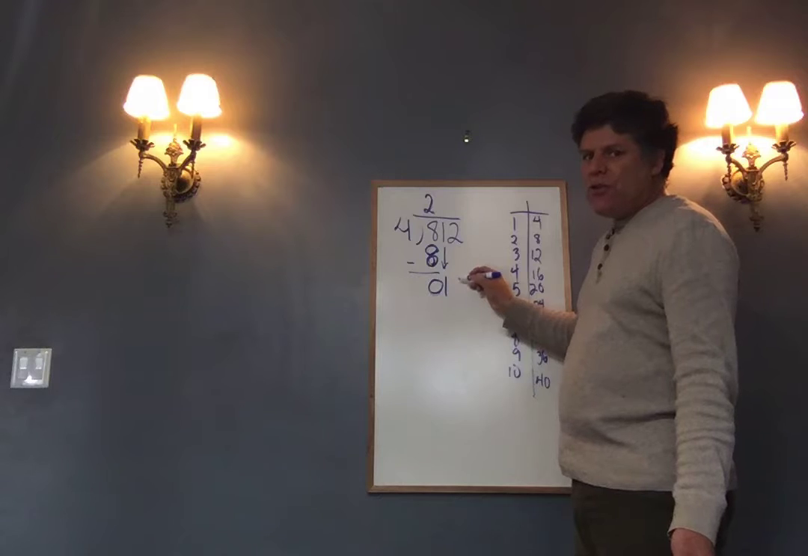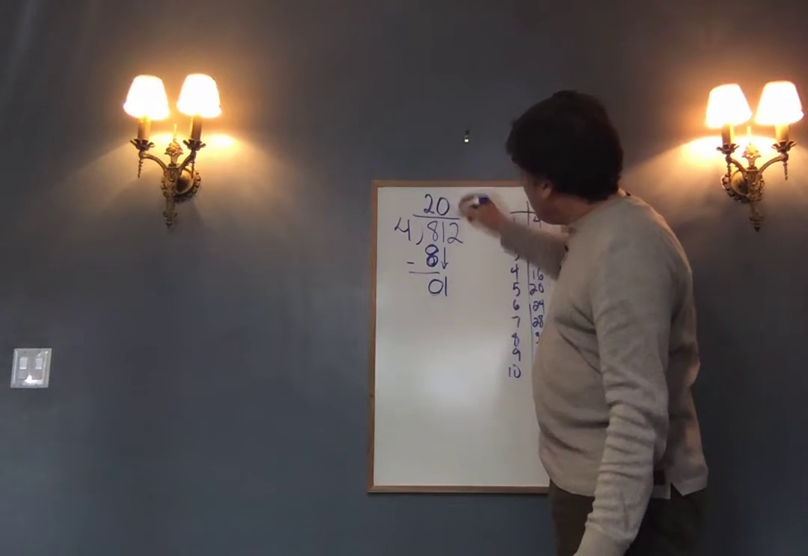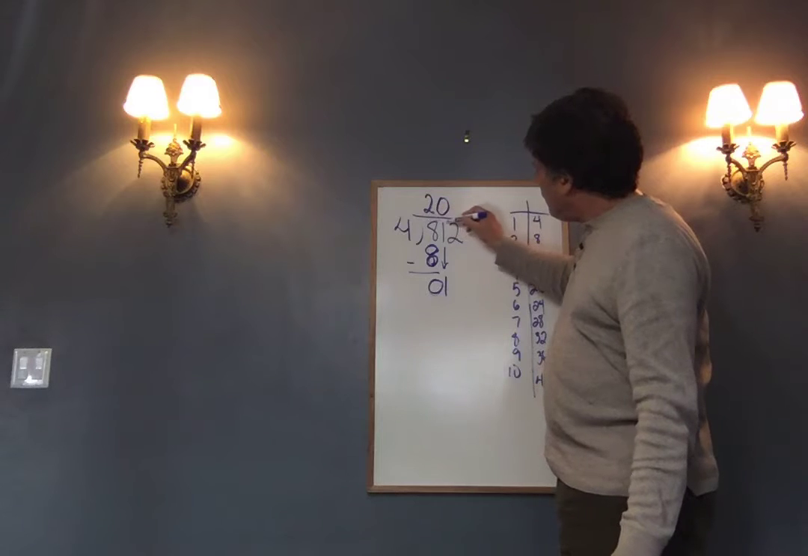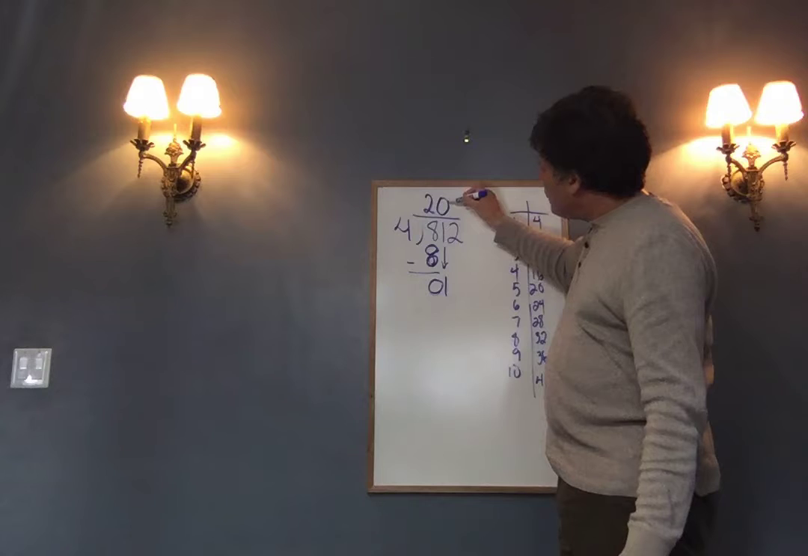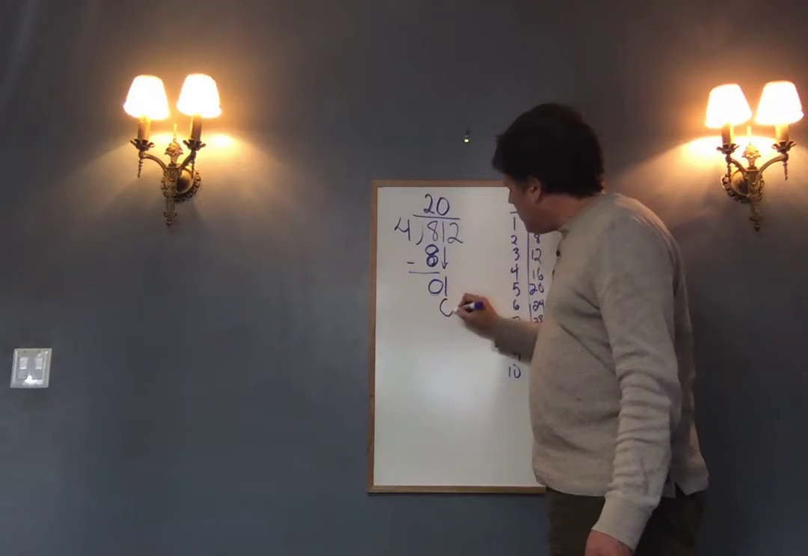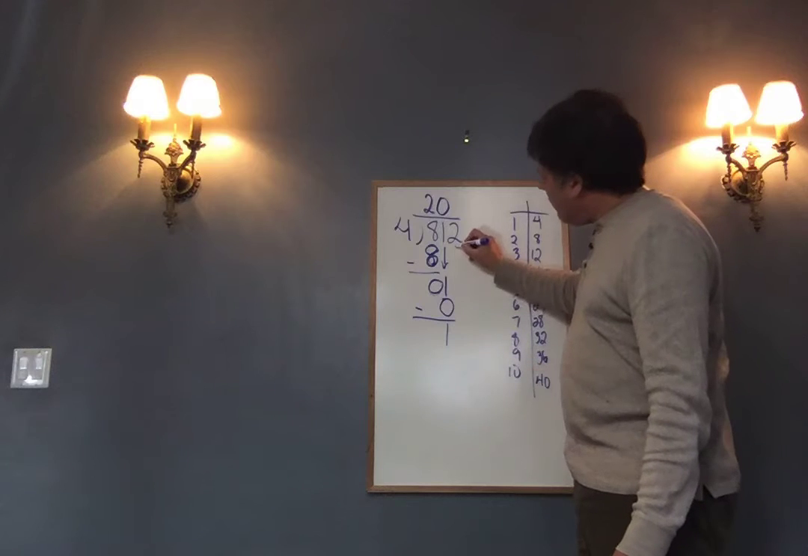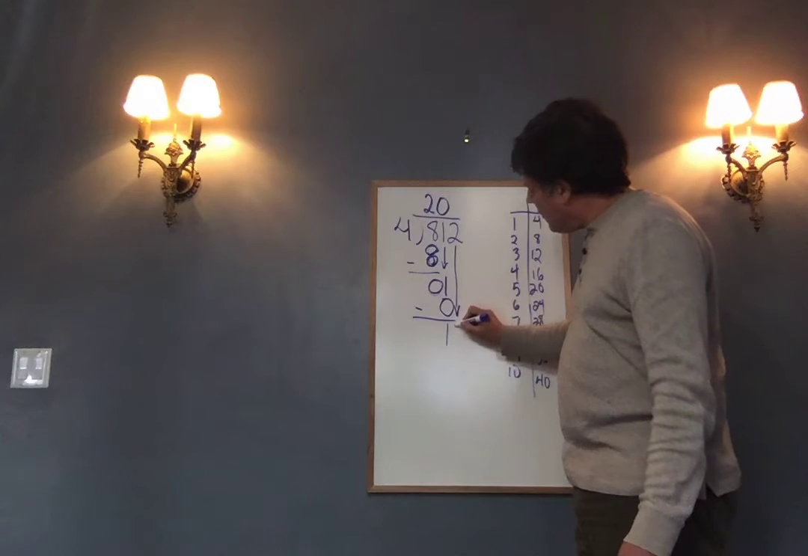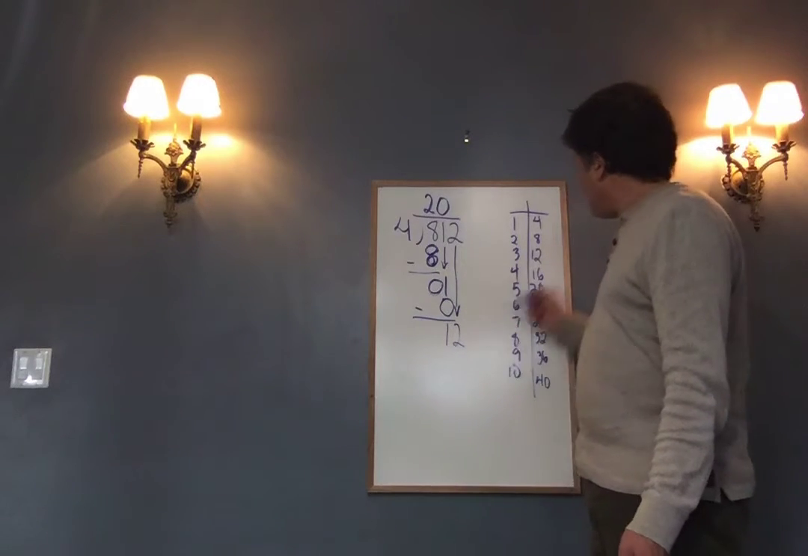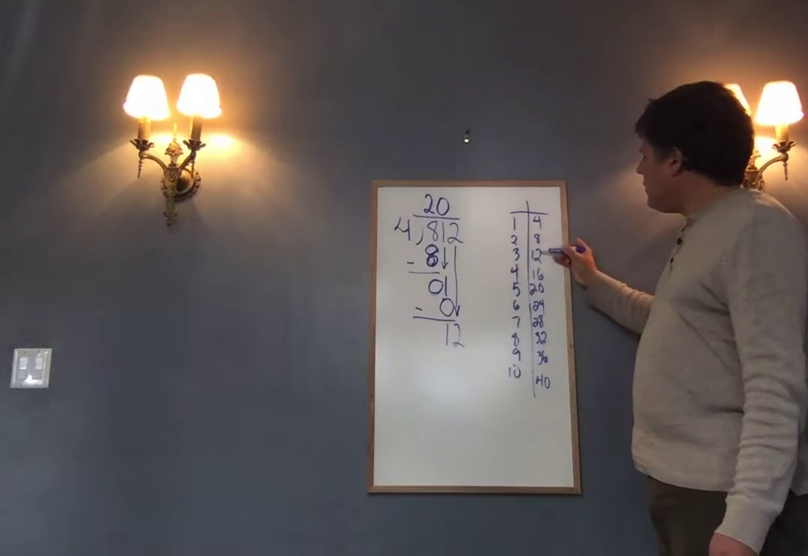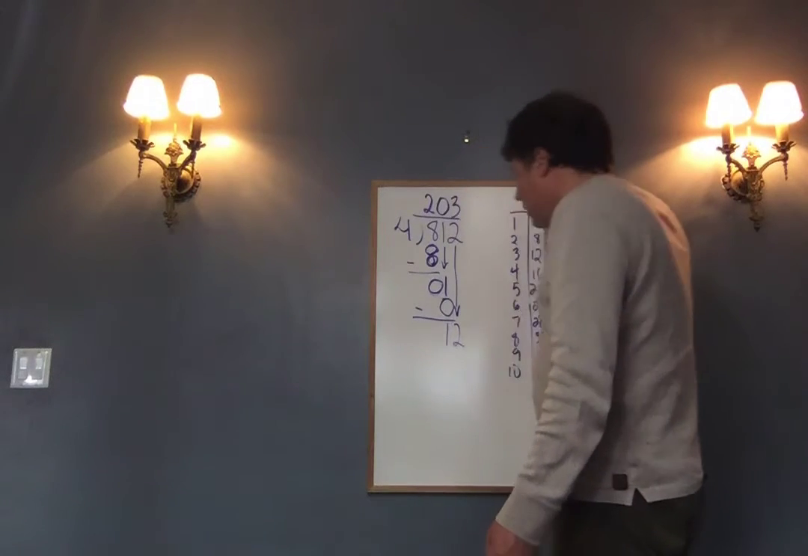So I don't bring down my 2 right now. Because it's 0, I have to write 0 to show that 4 into the 1 is nothing. Then I do my multiplication with the 0. 0 times 4 is 0. I do my subtraction. I get 1. Now I can bring down my 2 right here. Now I can go 4 into 12. There's my 12. It goes in 3 times. I put my 3 above the 12.